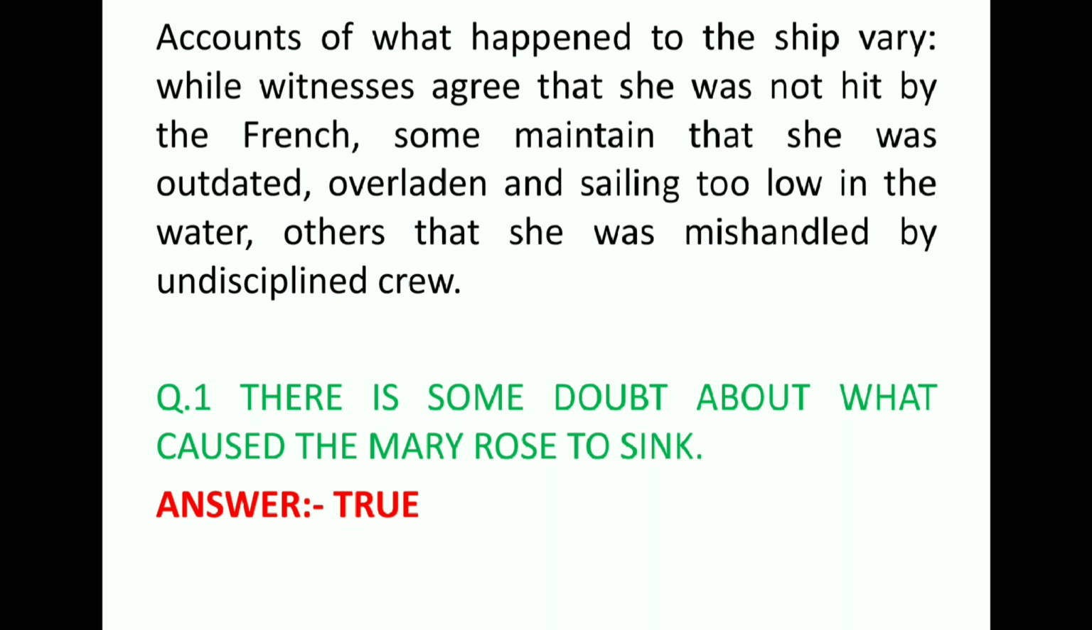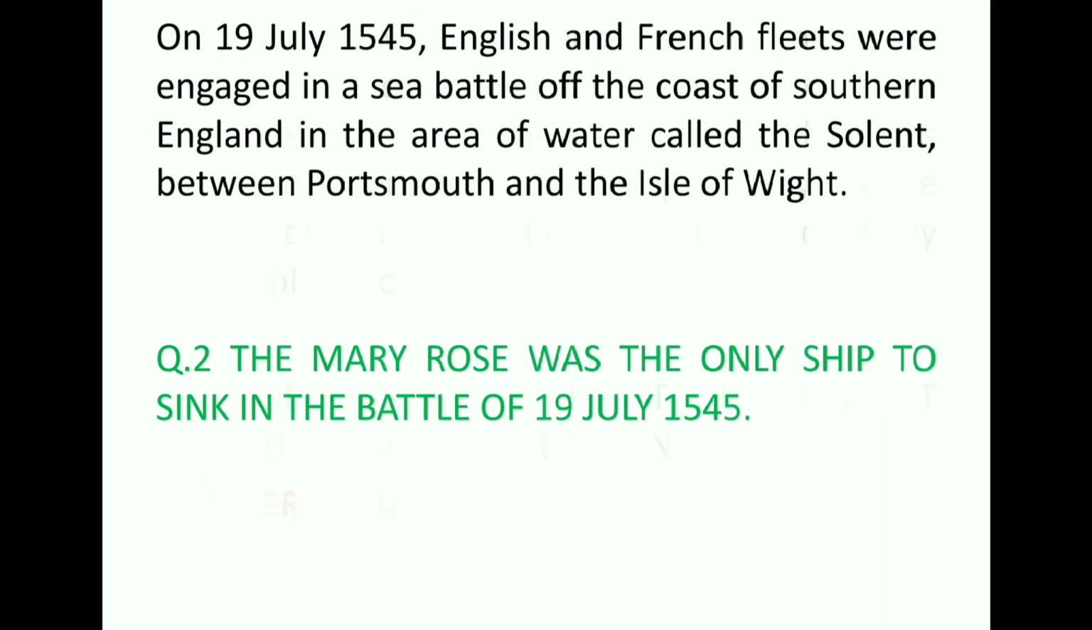We have to focus on the idea, so that if you understand the passage statement and the question statement properly, you can easily find the answer. So let's move to question number 2. The Mary Rose was the only ship to sink in the Battle of 19 July 1545. Okay, now let's read the passage statement. On 19 July 1545, English and French fleets were engaged in a sea battle off the coast of southern England in the area of water called the Solent, between Portsmouth and the Isle of Wight.